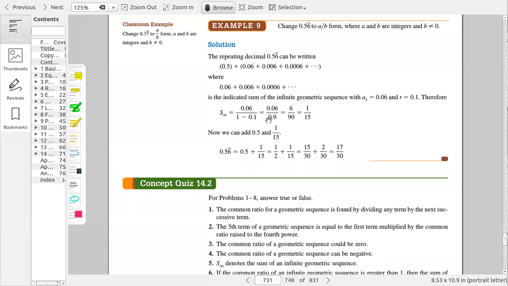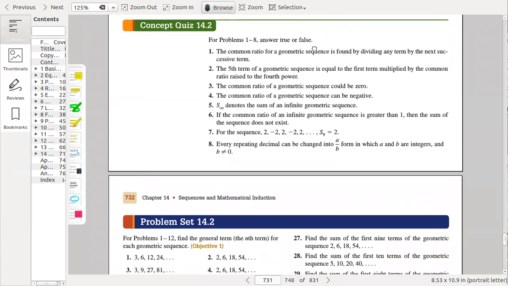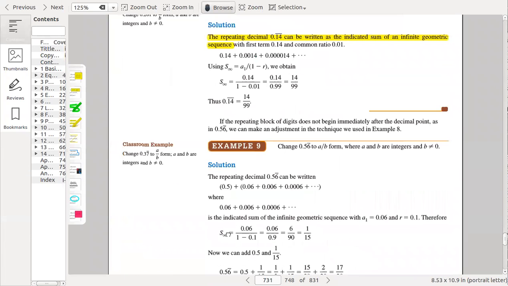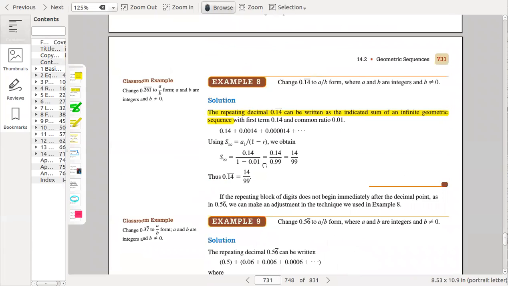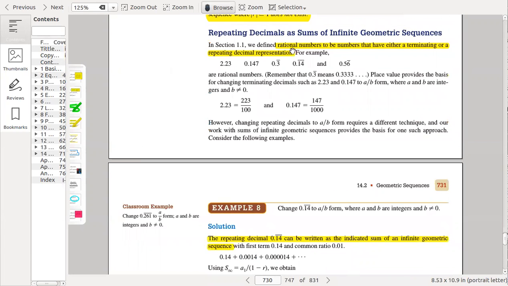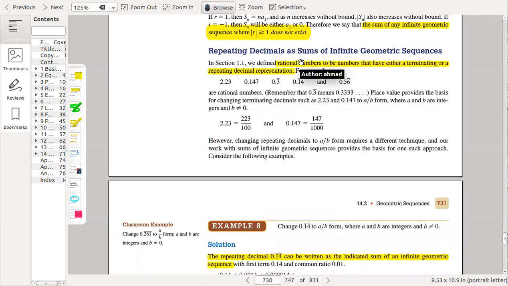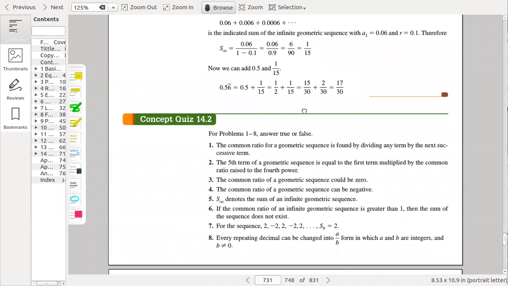If we simplify this, we get 0.06 over 0.9, or we can write it as 6 over 90, or 1 over 15. Now we add 0.5 and 1 over 15, and we get 17 over 30. So in this way we can write repeating decimals as sums of infinite geometric sequences. That is the technique.